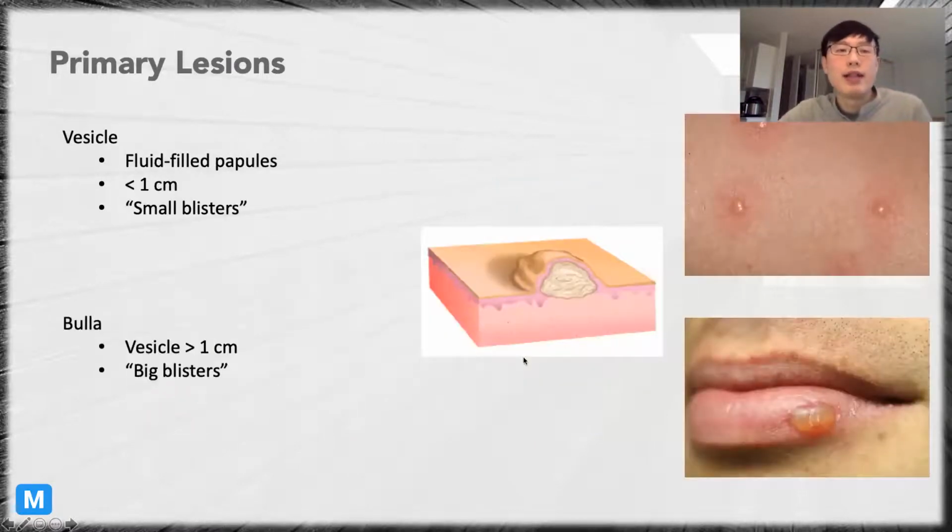And the other ones, we use the word blisters. In dermatology, we don't use blisters. We have fancier terms. We call them vesicles and bulla. It's basically clear fluid within the papules. As you can see here, it'll be more obvious if you have a pen light, and this will be shiny, clear fluid. If it's less than 1 centimeter, this is a vesicle. If it's more than 1 centimeter, this is a bulla.